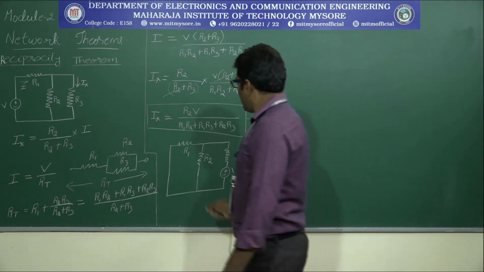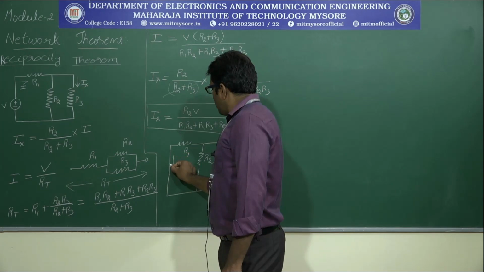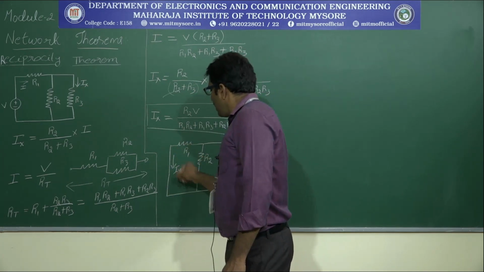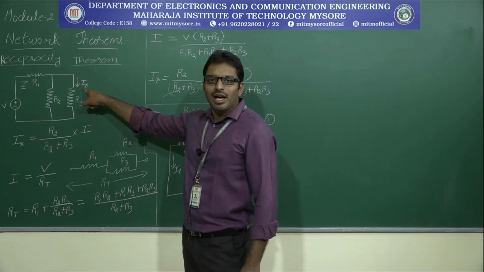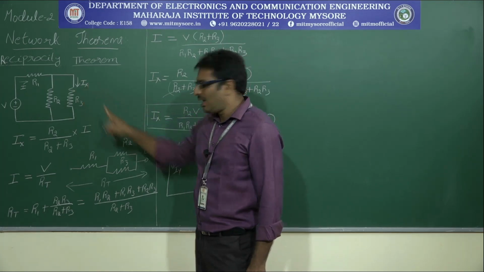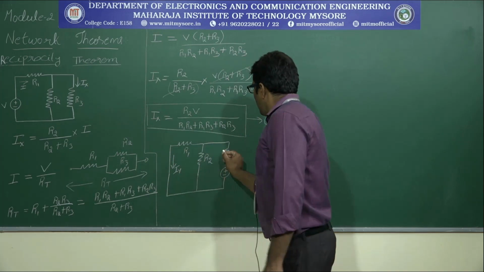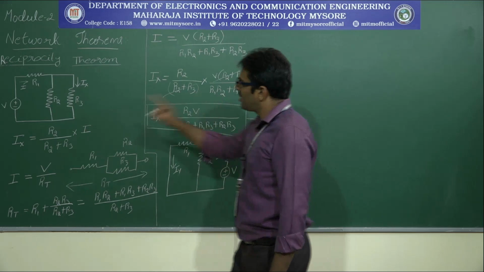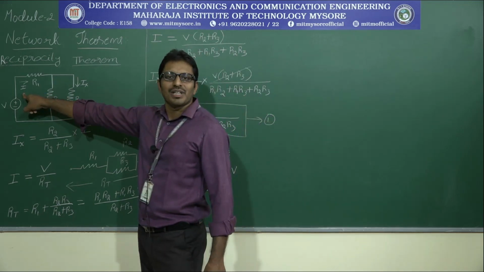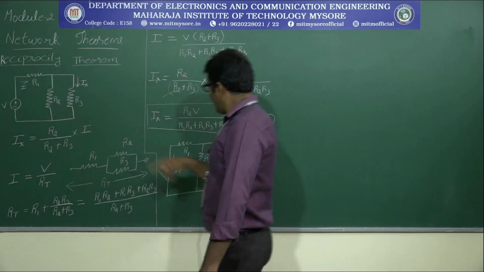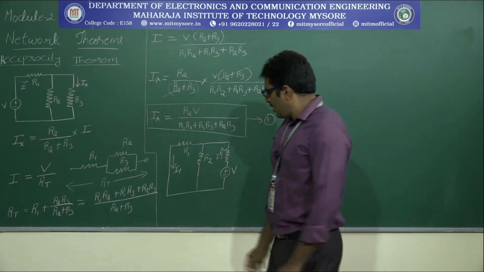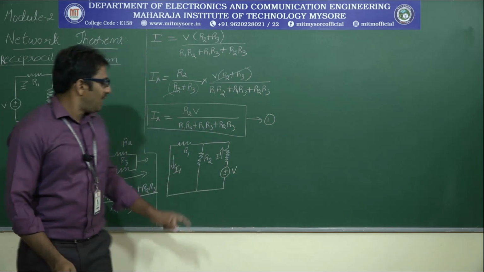Is that clear? So now let me call the current in this branch Iy, because in the first case I used the variable Ix. Now the current in this path is I dash. So in the first case the total current is represented as I. In the second case let it be I dash. Now what is the formula to find Iy?